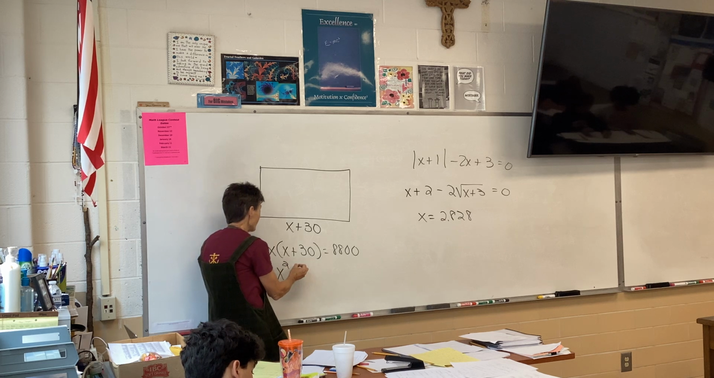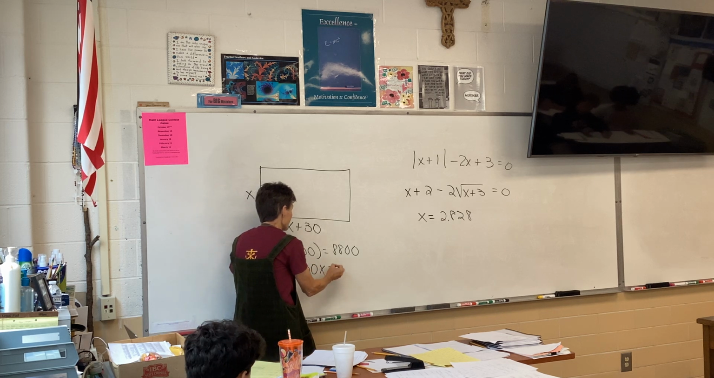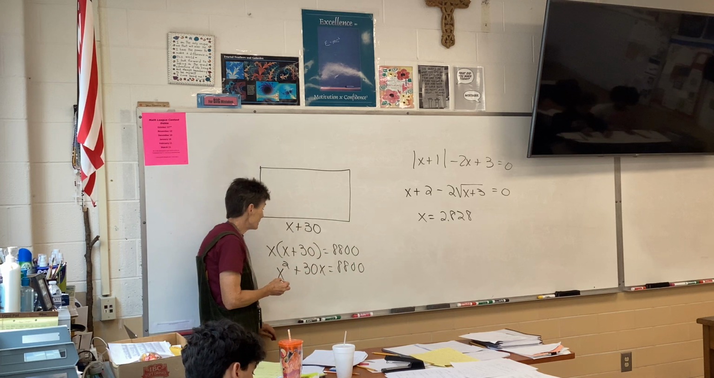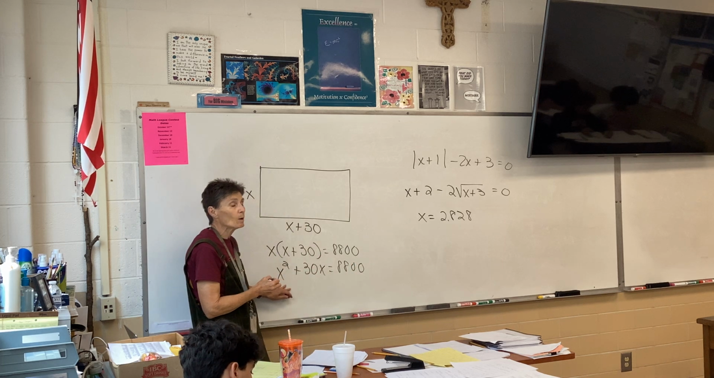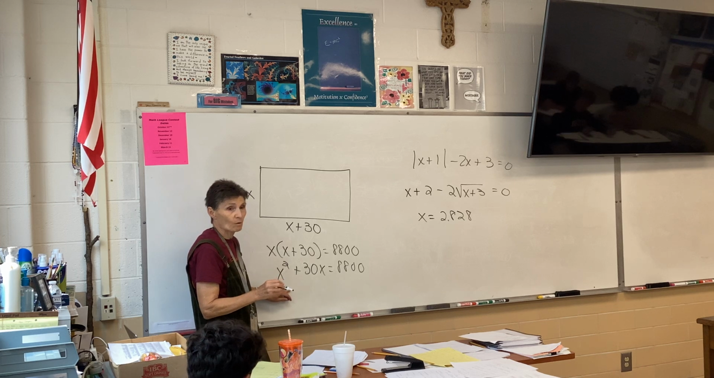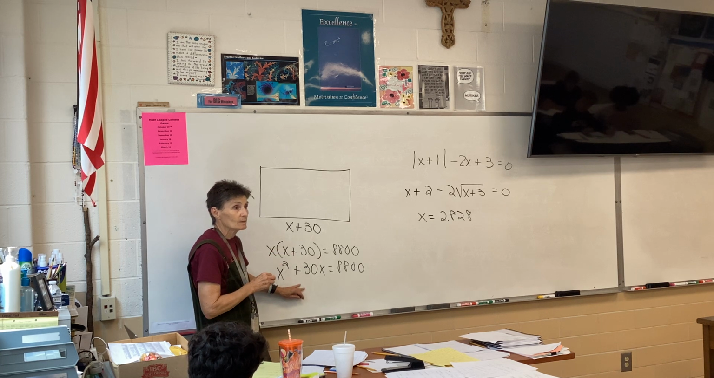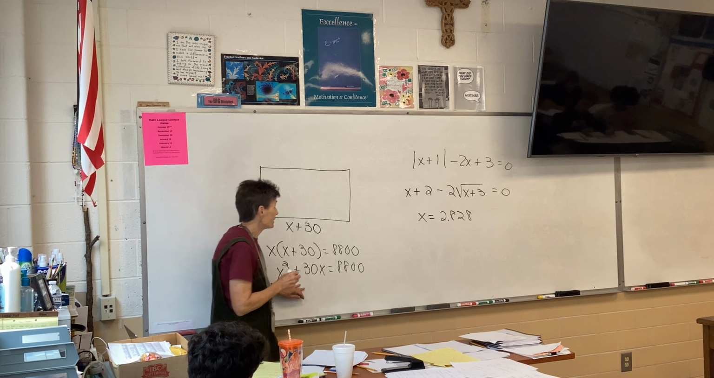X squared plus 30x equals 8,800. Now you can solve this any way you want algebraically. I'm not going to have you graph it. I want you to do it algebraically. So you tell me, how do you want to solve this problem? The quadratic formula? Yeah, we can do that.